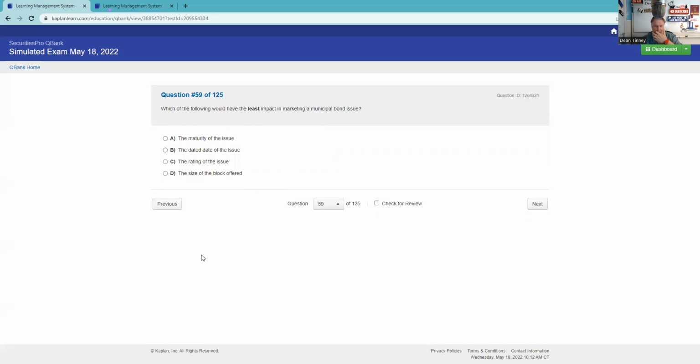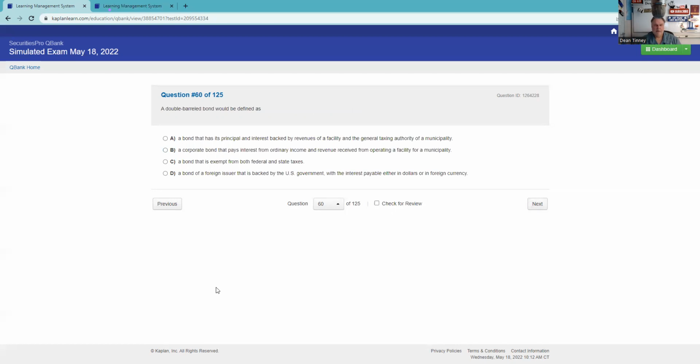Which of the following would have the least impact in marketing a municipal bond issue? The dated date is the date the bonds start to accrue interest for the next time frame. So, maturity would certainly do that. The rating of the issuer, the size of the block. Yeah, larger blocks of munis are more marketable than smaller blocks. So I'm going to go for the dated date and say, when it starts to accrue interest is the least important thing here in the answer set.